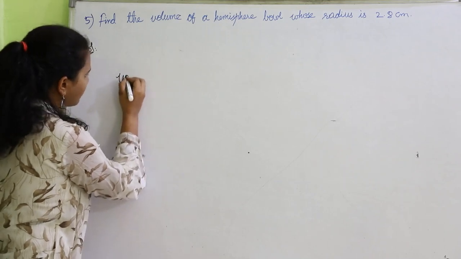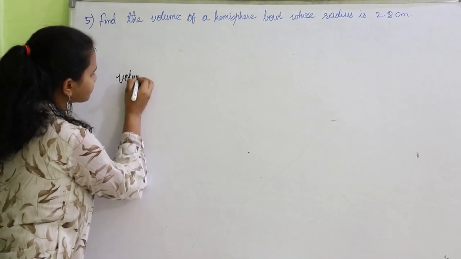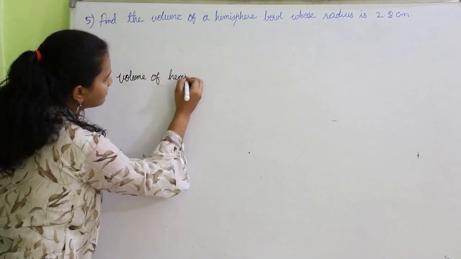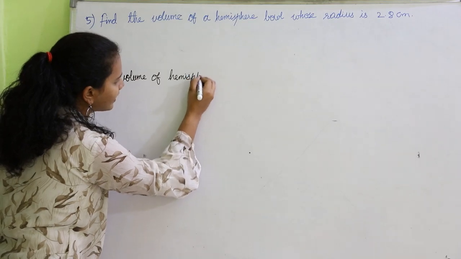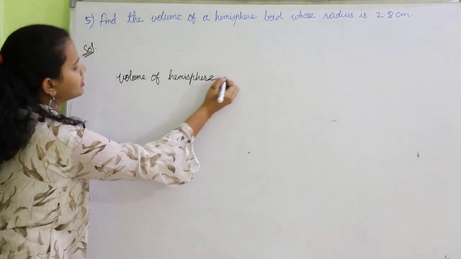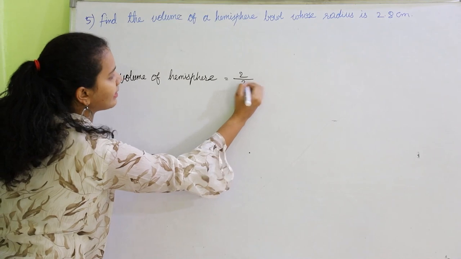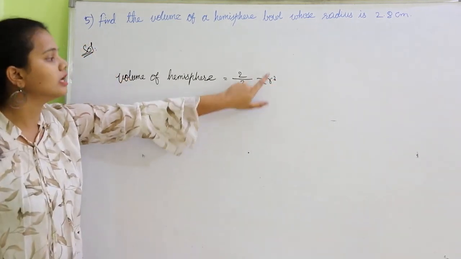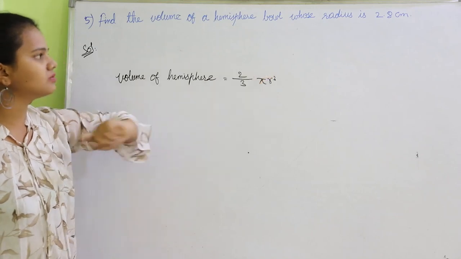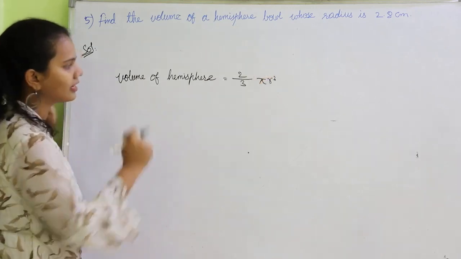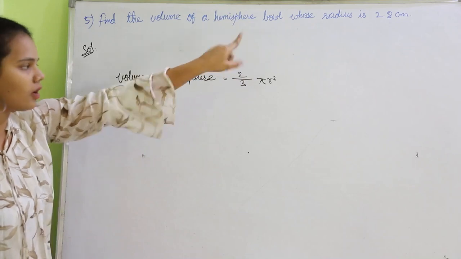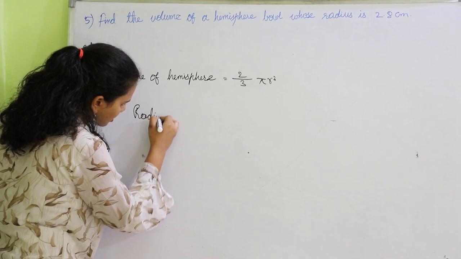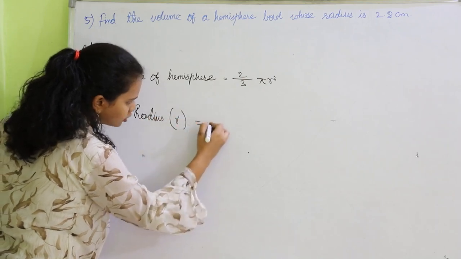Let us write down here: volume of hemisphere is 2 by 3 pi r cube, where the value of pi we know is 22 by 7, right? And for the radius, they have already given the value, r equals 2.8 centimeters.